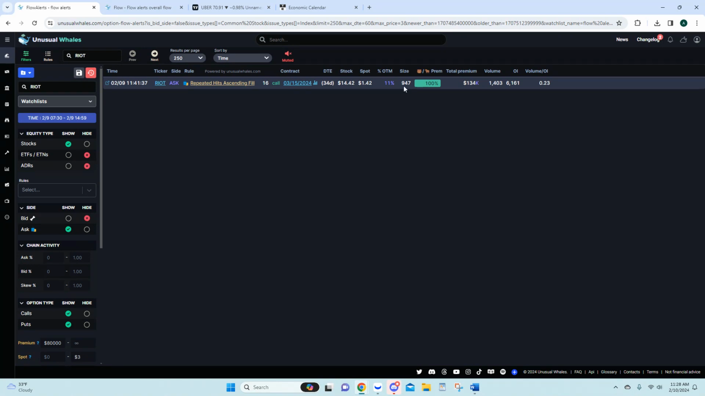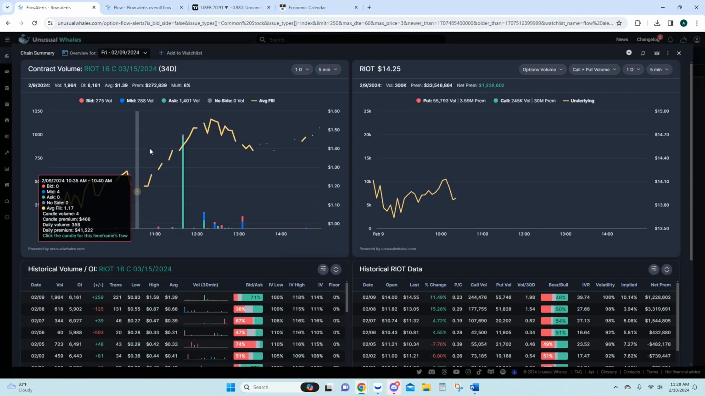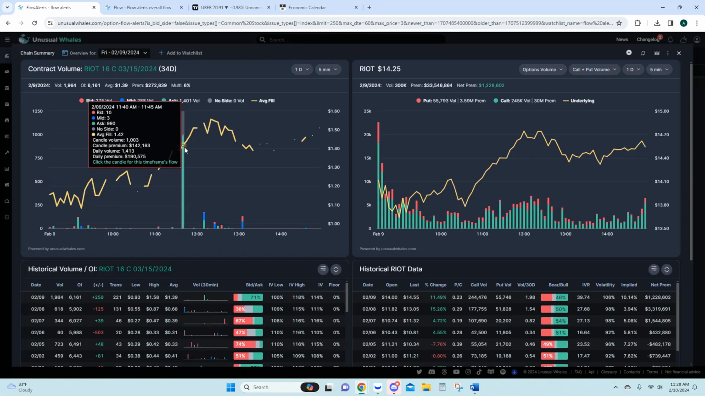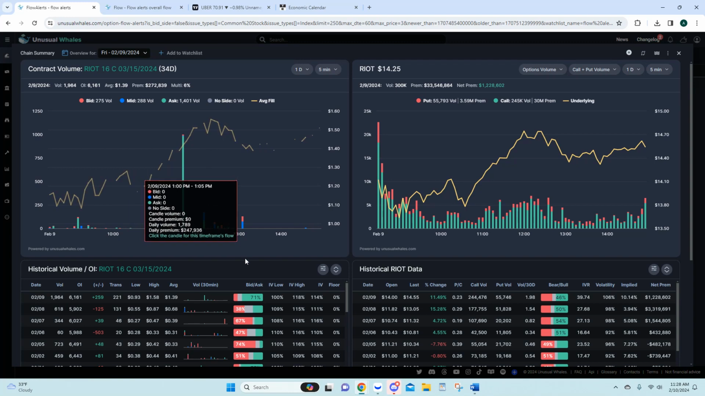134K of premium, 947 on size. These are 11% out of the money. So let's take a look at the whale here. So here is your whale. You can see that 142 average fill there, and it looks like they hit 156, but it doesn't look like they might have taken that much off the table here. If some of this is some mid-side fills and stuff, could be a little profit taking, can't tell for sure.